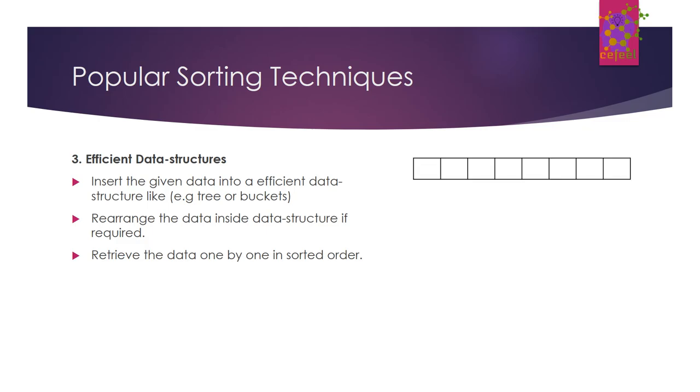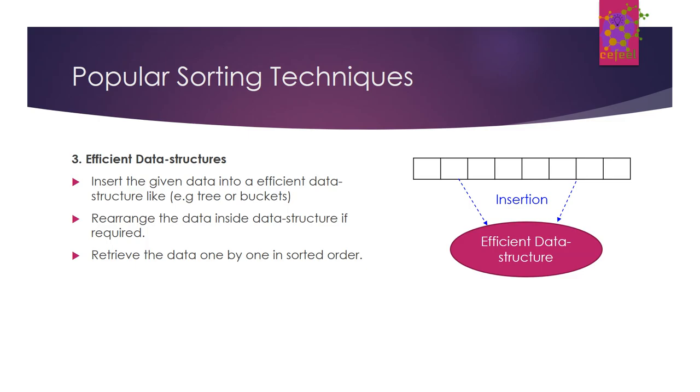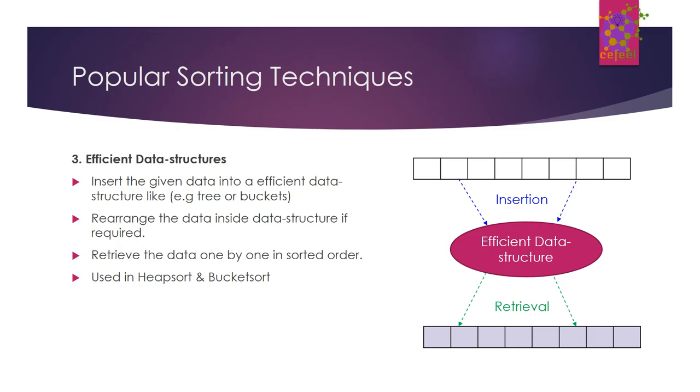Here is a pictorial representation of what we just discussed. So we are given the input array, which looks like this, and then we take each of the elements one by one and we insert them into some sort of efficient data structure that allows us to rearrange the data or organize the data in an efficient manner. And then we use the methods provided by the data structure to retrieve the items one by one to get our sorted list or the sorted array. And this strategy is used by heap sort and bucket sort.